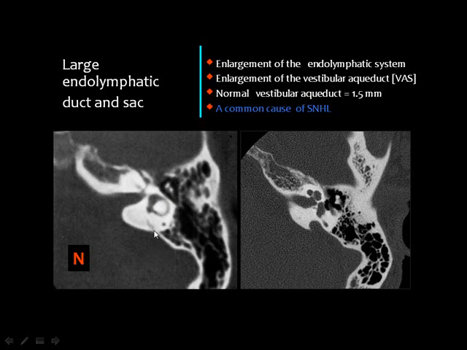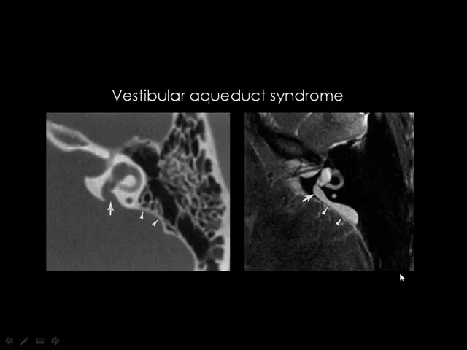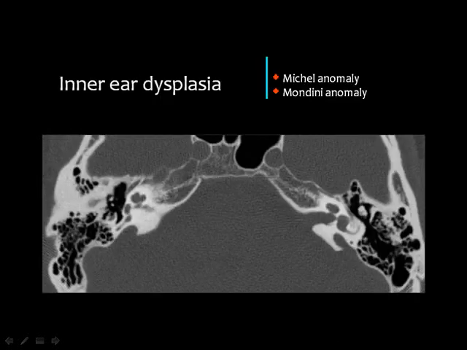The normal width of the vestibular aqueduct is about 1.5 millimeter. But whenever this vestibular aqueduct is very wide, then you get this syndrome, which is known as the vestibular aqueduct syndrome, which is one of the common causes of sensorineural hearing loss. By CT, this is the vestibule, this is the lateral semicircular canal, posterior semicircular canal, and the vestibular aqueduct is markedly dilated. By MRI, you can see that the duct and the sac as well are filled with fluid. This is the vestibule, lateral semicircular canal, posterior semicircular canal, and the vestibular aqueduct.